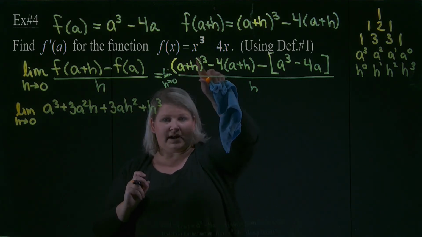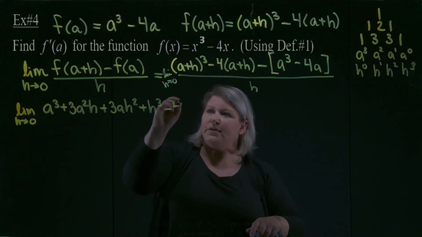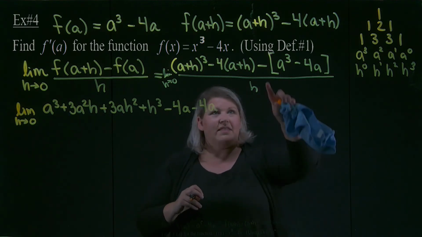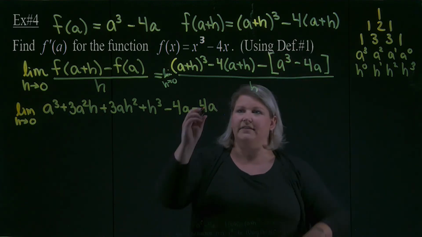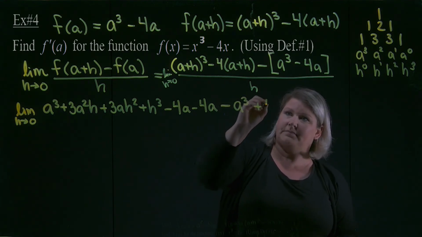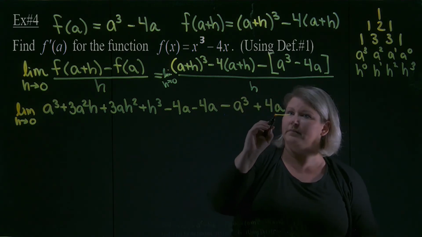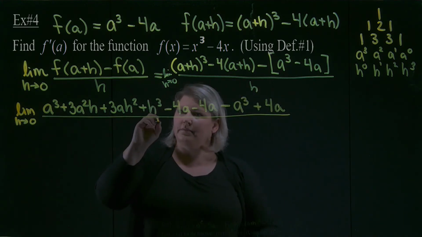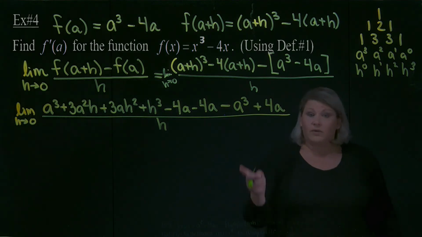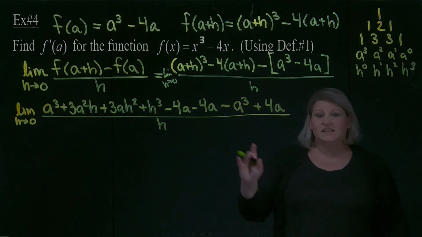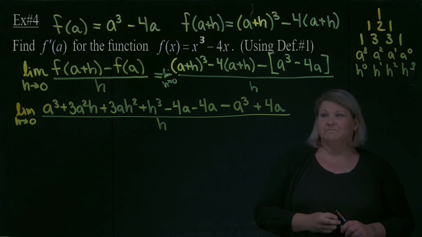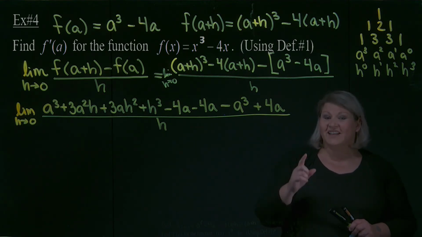So that's this piece right here. Then I'm going to distribute out the negative 4. And then I'm going to distribute out the negative for subtracting that f of a. Always double check your arithmetic because that part that we just did is an easy one to make a mistake in. All right, you ready?